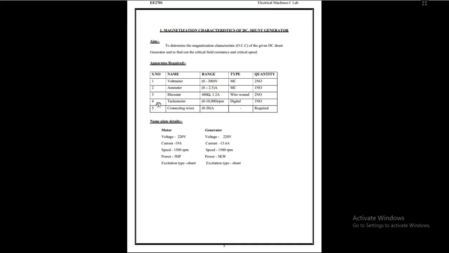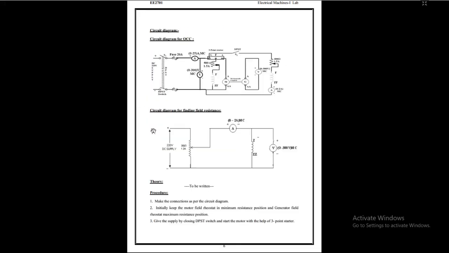These are the apparatus required in that case, and these are the nameplate details. So, our main thing is just to understand the circuit diagram. Our intention is to find out the graph between generator EMF and field current. So for that I am taking a generator. In order to find out the generator voltage, I am connecting a voltmeter here.